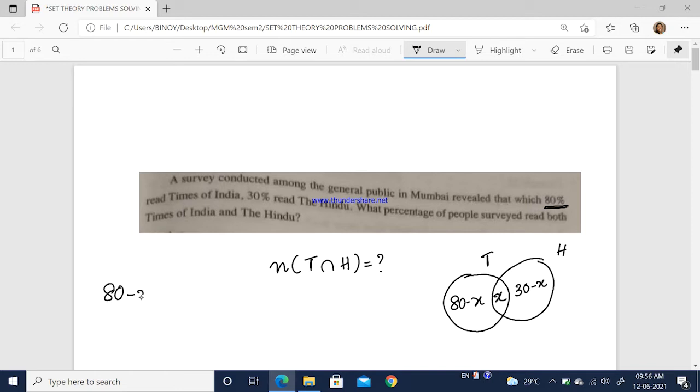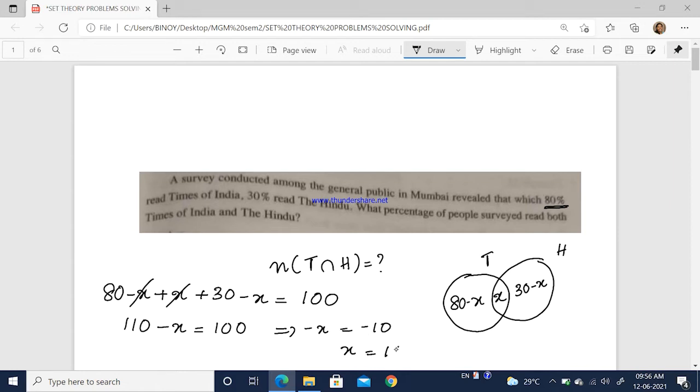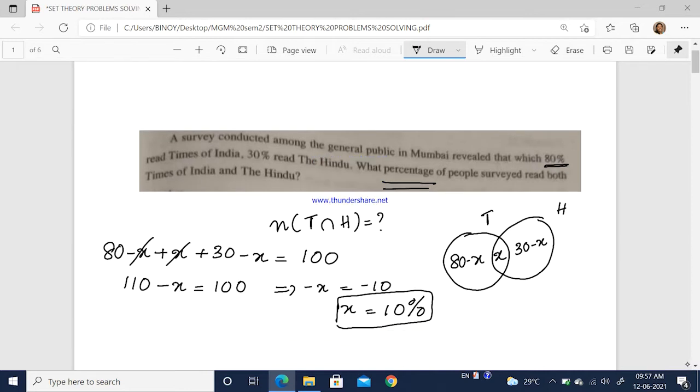So 80 minus X plus 30 minus X is equal to 100. So we cancel both the X, and we'll get 110 minus X is equal to 100. So minus X is equal to minus 10. Minus of minus 10 means X is 10. Since we were asked to find what percentage, we should represent X as 10%. So 10% of people read both Times of India and Hindu. This is how you have to break down the particular question and solve it.